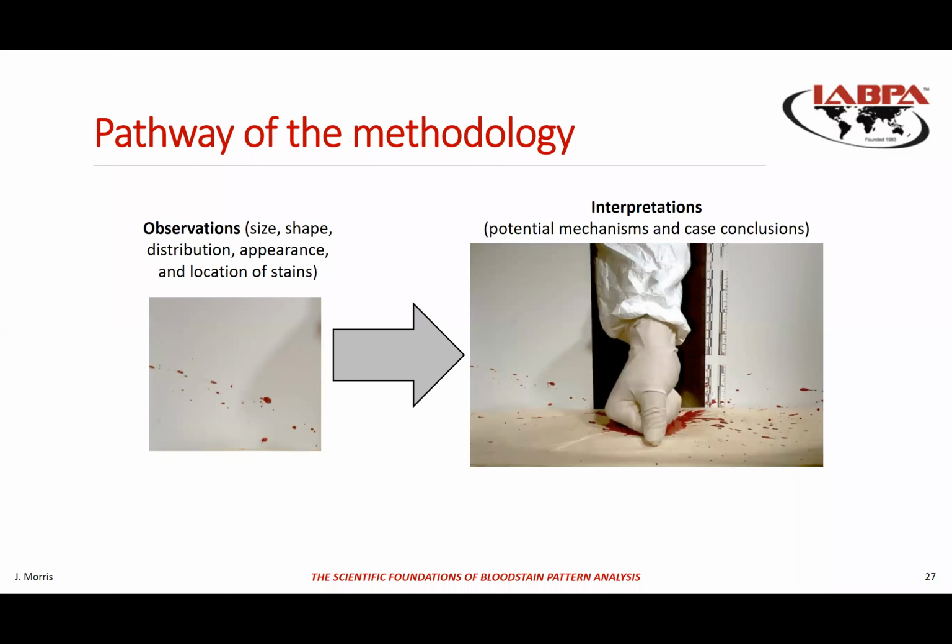So here's the pathway of the methodology for bloodstain pattern analysis. We start with observations of the bloodstains: the size, shape, distribution, appearance, and location of stains. We take those features and from them try to come up with conclusions. Those conclusions can be what mechanism created it, and also what that means in the scope of the scene.